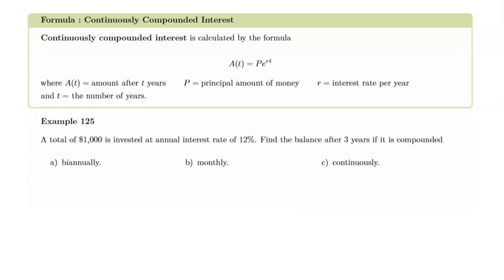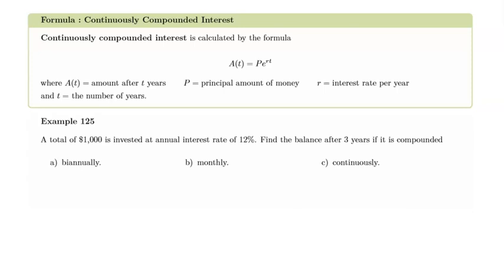Here we have the continuously compounded interest formula. It is given by A(t) equals P times e to the power of rt. Example 125 says a total of $1,000 is invested at an annual interest rate of 12%. Find the balance after 3 years if it is compounded biannually, monthly, and continuously.